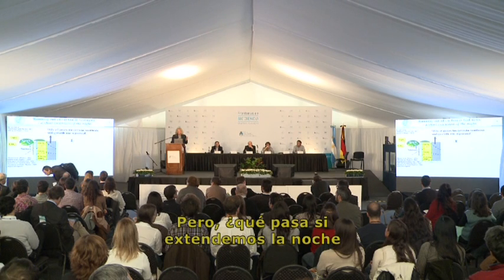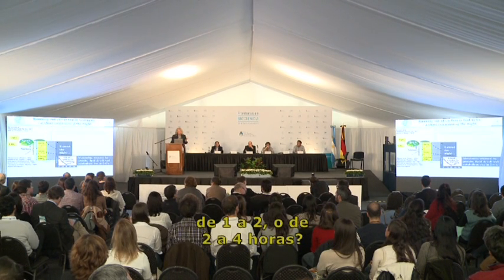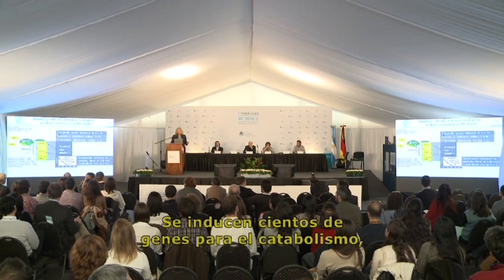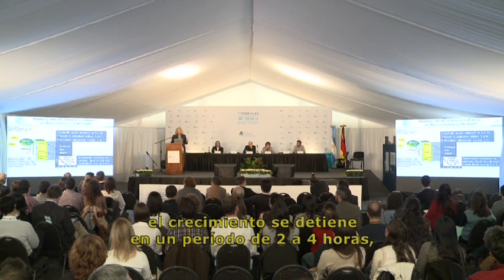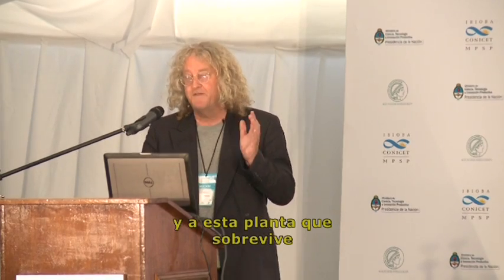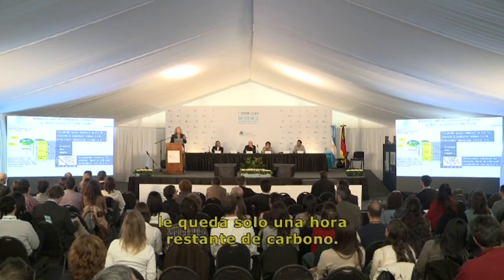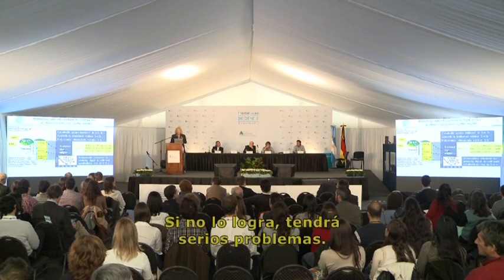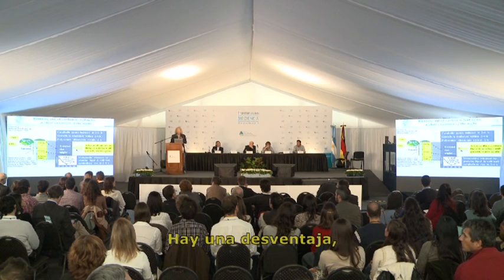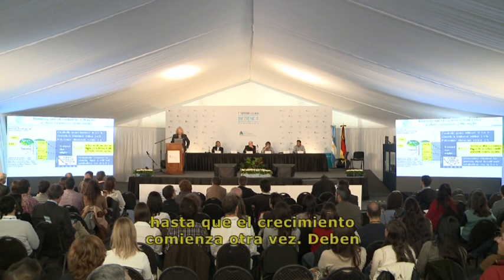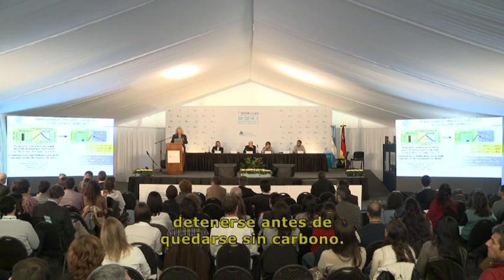But what happens if you extend the night? Within 2 to 4 hours, hundreds of genes for catabolism are induced, growth stops within 2 to 4 hours, polysomes are dissociating, metabolism is changing, and though the plant is just living on the knife edge, it has about 1 hour of carbon left. So it has to get this right, and if it does get into a fix, it's like getting into the red with your banker. There's a downside, and here, after you illuminate, there's a delay until growth starts again. So plants have to stop running out of their carbon.